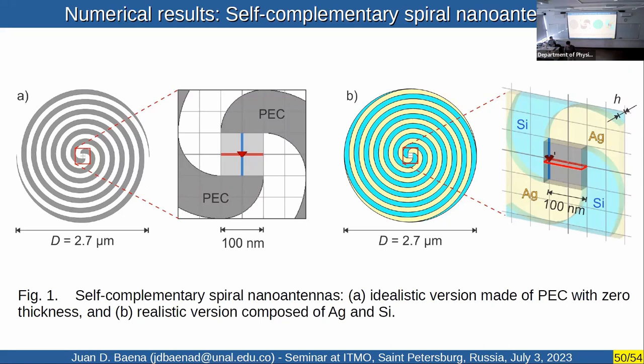I don't see how there is a problem. We can understand it in a very easy way. The geometry from this square to the outside is self-complementary, and the source is self-complementary. It doesn't matter if I rotate the source 90 degrees. The whole system should be self-complementary. If it is self-complementary, yes, the impedance should be 188.